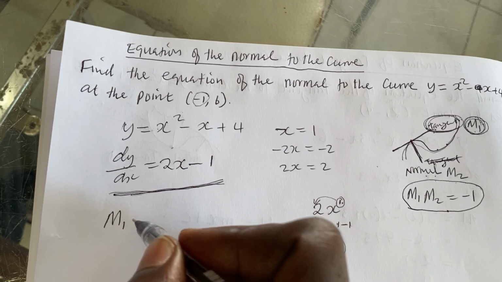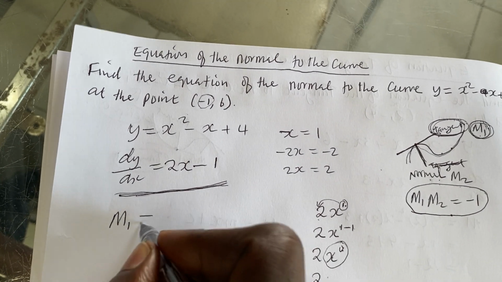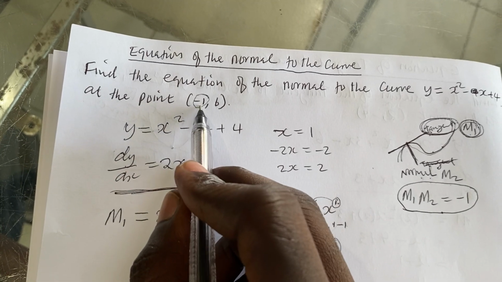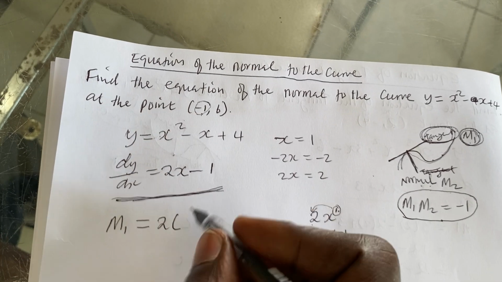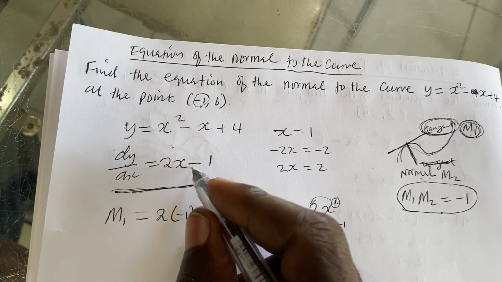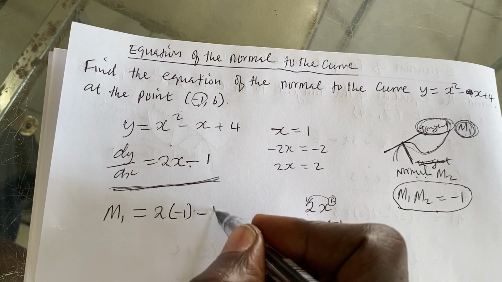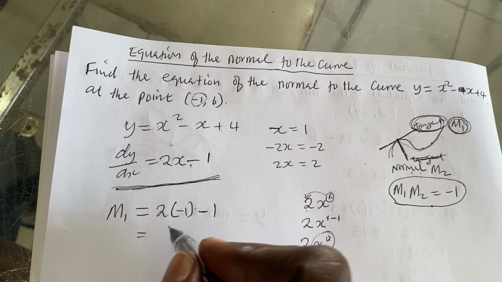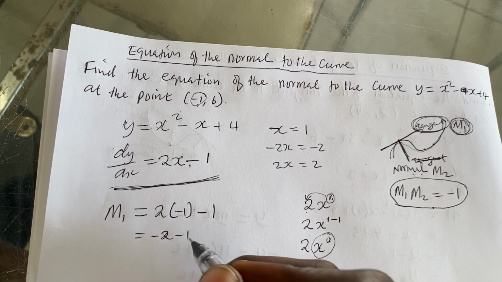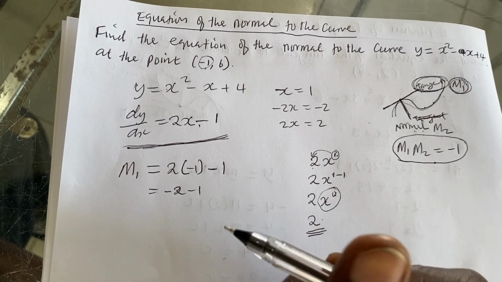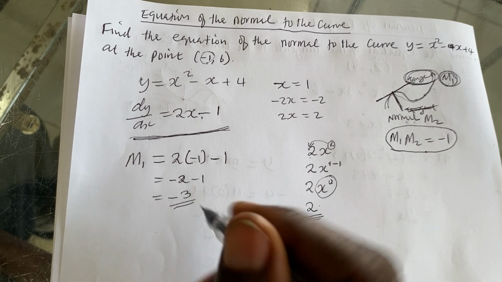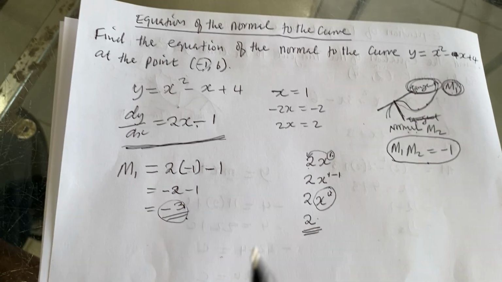So m1 is equal to 2 times, what's the value of x? We say it's -1. So 2 times -1, which is -2, then minus 1. -2 minus 1, that's -3. So this is our m1.